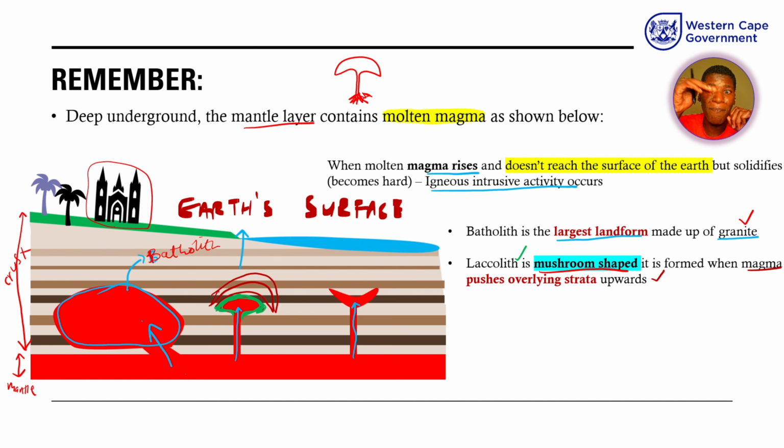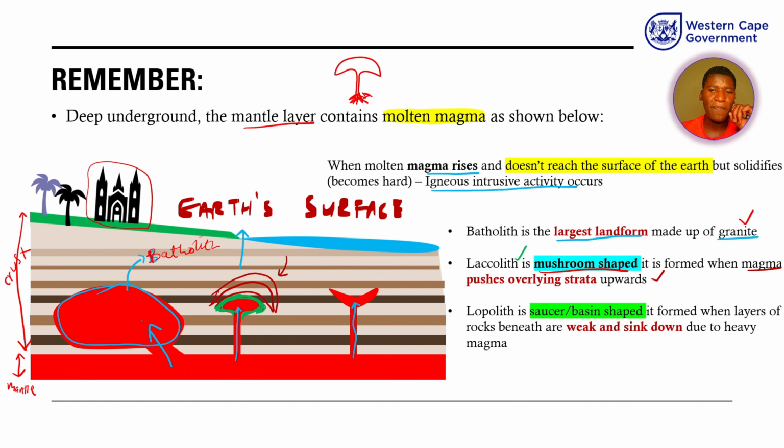That looks like a mushroom, just like those beautiful mushrooms that we eat at Woolworths because we've got money, right? So basically a laccolith is a mushroom shaped landform, and it forms as a result of magma that pushes the overlying rocks or the overlying strata upwards. So these rocks are just pushed upwards and they make this shape. This is the shape of the rocks, and then they make a laccolith.